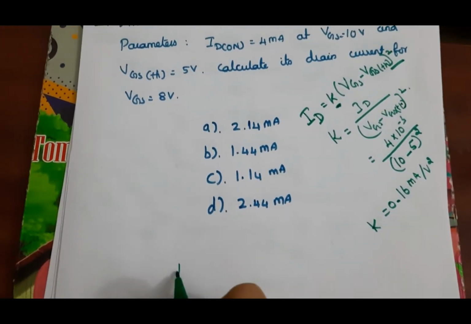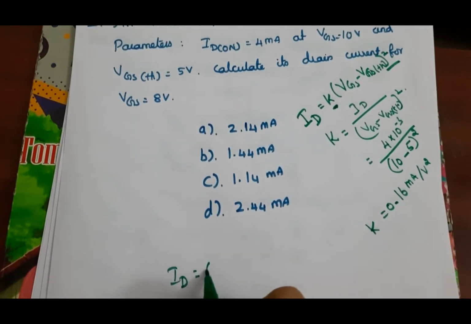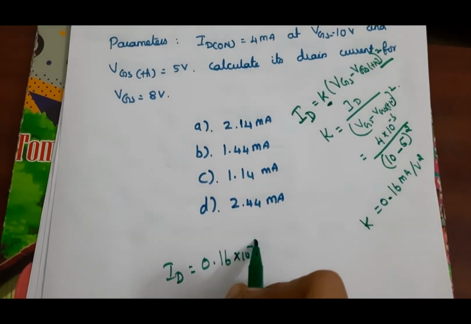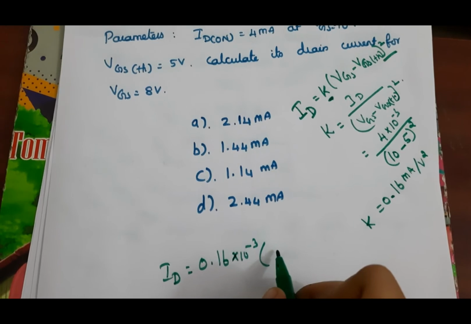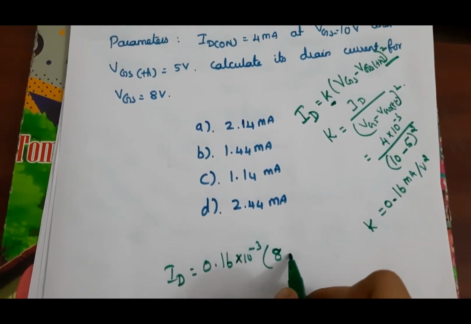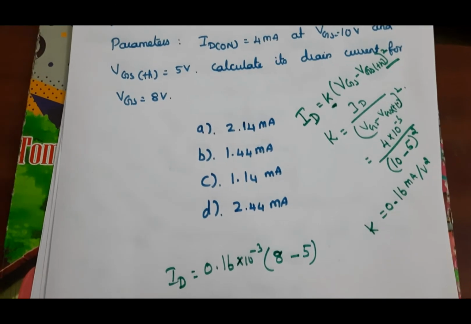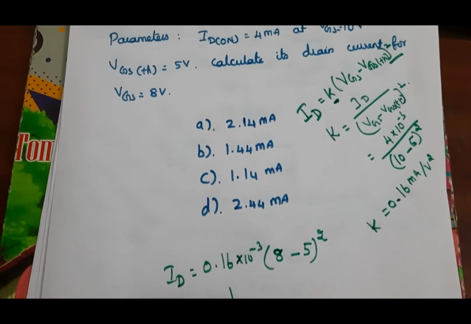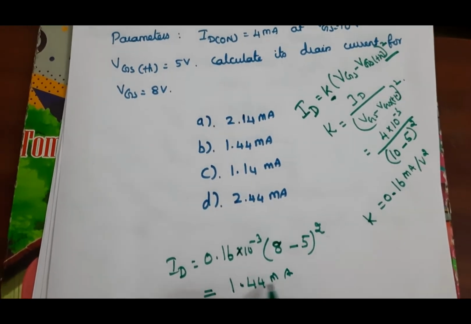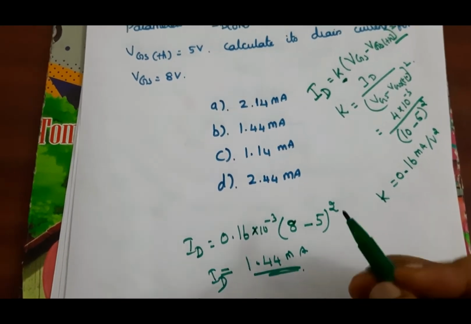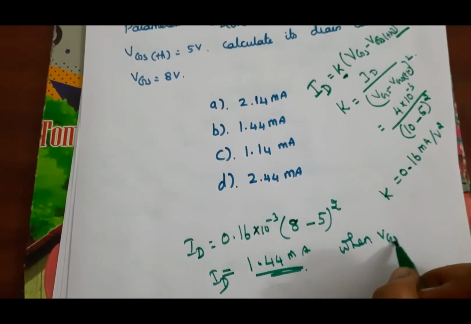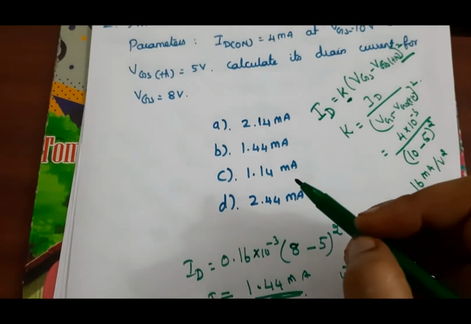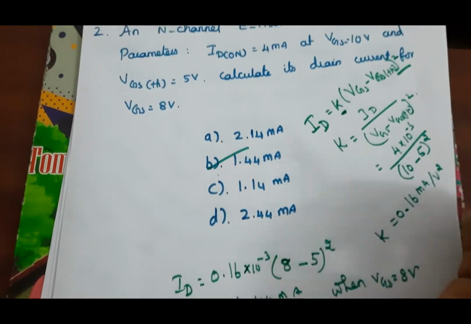So just put all the values, that is ID is equal to K, that is 0.16 milliamps, that is 10 to the power minus 3, into, VGS is 8, threshold voltage is 5. Now this equation, the whole square. So solving this we will get 1.44 milliamps. So ID, when VGS is equal to 8 volt, the drain current is 1.44 milliamps. So here the answer is B, 1.44 milliamps.